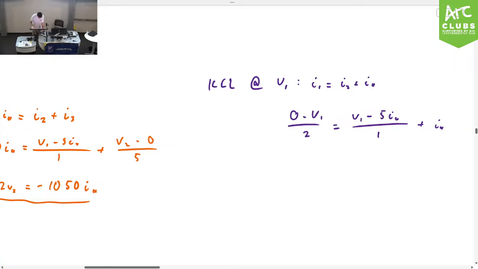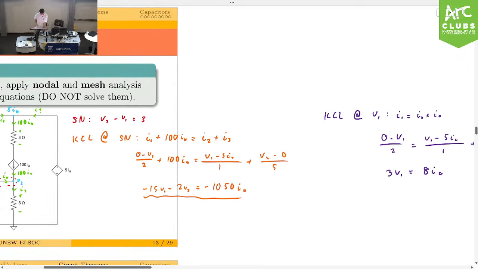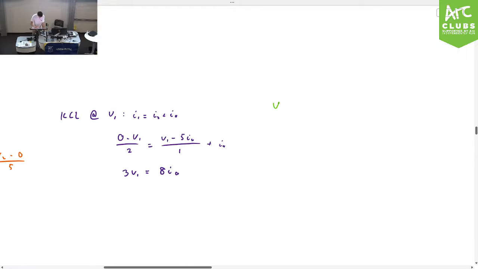So we can solve this. We can simplify this down to this. And basically, now we have 3 variables: V1, V2, and IA. And we have 3 equations, so we can solve them simultaneously. I won't do that here, so I'll just tell you the answers.